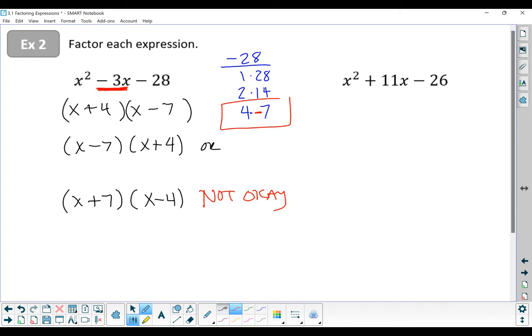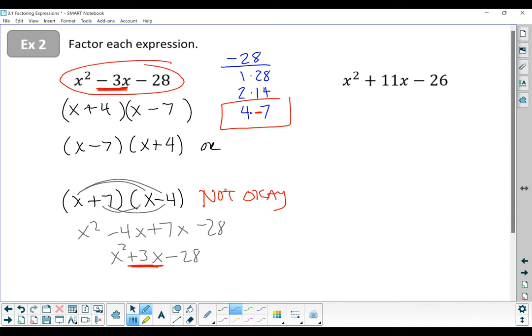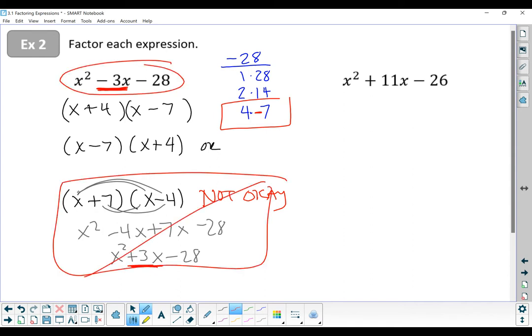And the reason that's not okay, you can see if you multiply it to check. That's an x squared, a negative 4x, a positive 7x, and a negative 28. So that's an incorrect factorization because it is a positive 3x instead of what I was trying to factor, which was a negative 3x. So you have to be very careful to get the signs with the correct number.